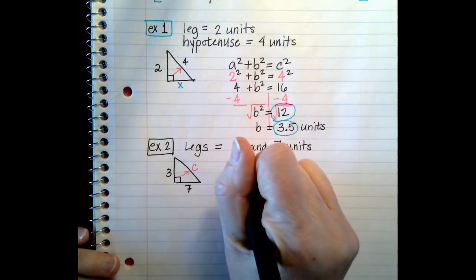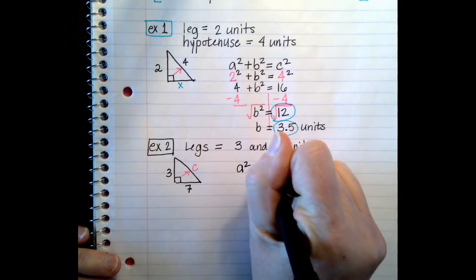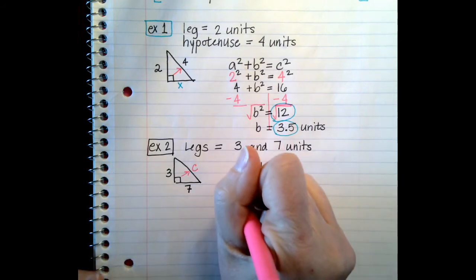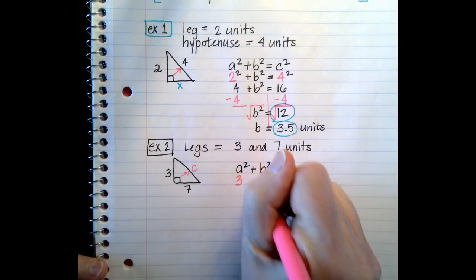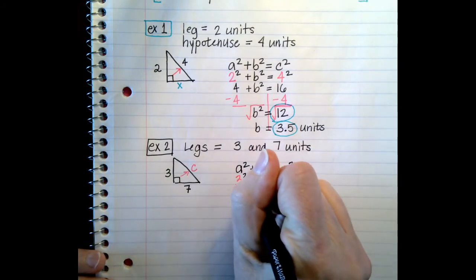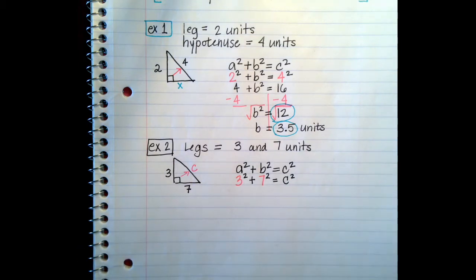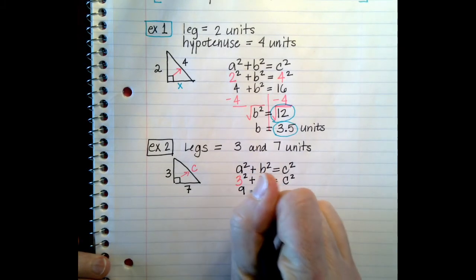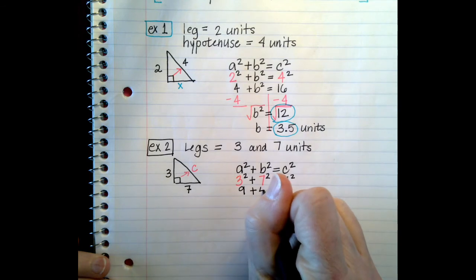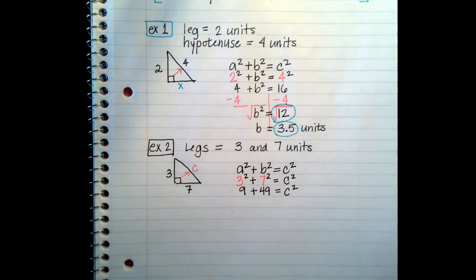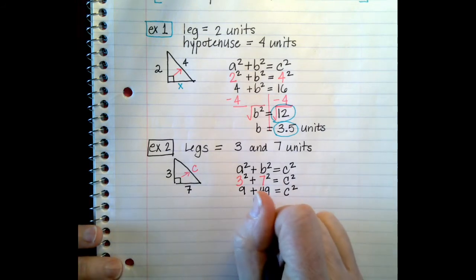So if I go to my formula, a squared plus b squared equals c squared, I am going to use the smallest number for A, and I'm going to use the 7 for B, so let's plug those values in. I don't know C. My next line is to square them. 3 times 3 is 9. 7 times 7 is 49. I don't subtract this time because both of my values are on the same side of the equation. I'm just going to go ahead and add them up. That gives me 58.